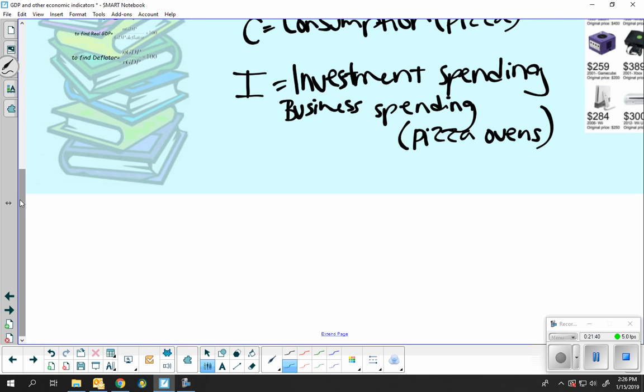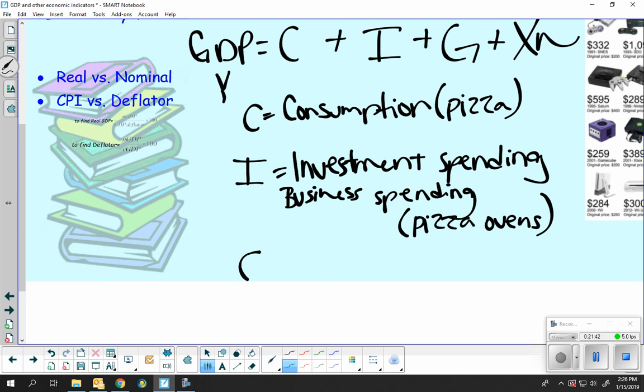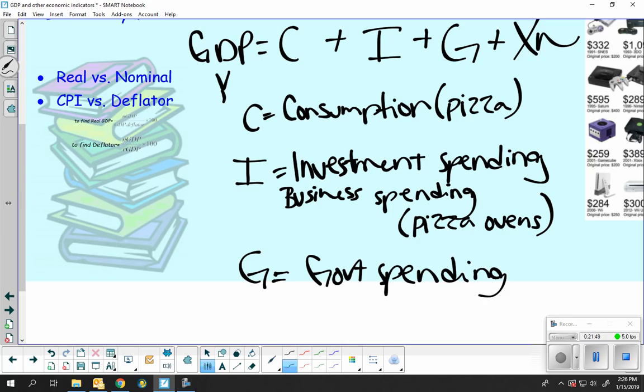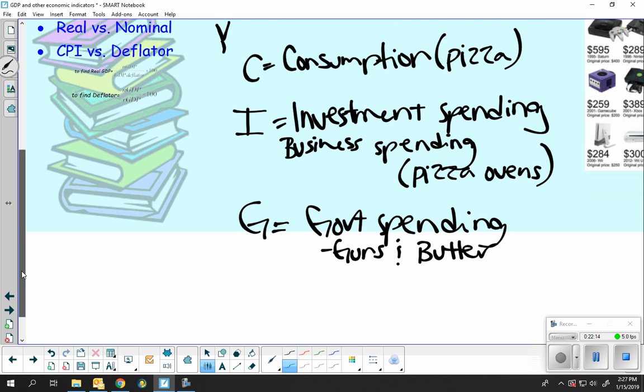G, that one's pretty simple. G is government spending. If they buy stuff for the military, or they spend money on Medicare or public education, who knows? They spend money on whatever it is. Think of basically guns and butter, talking about our PPF curves. If they spend money on guns and butter, that would be considered G, government spending.